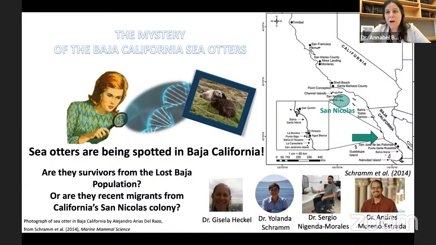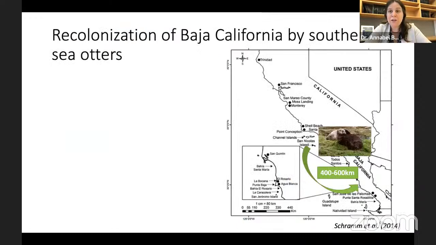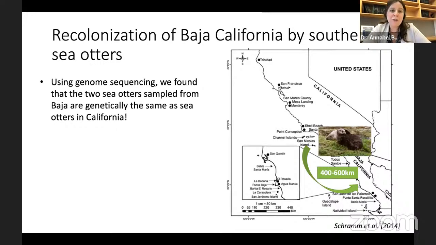And so we teamed up with an awesome set of researchers down in Mexico, Dr. Gisela Heckel, Yolanda Schramm, Sergio Niguel Morales, and Andres Moreno Estrada, to answer this using genomics. Gisela and Yolanda managed to get tissue samples of sea otters from Baja, and Sergio did the genome sequencing and the analysis with me so that we could figure out what was going on. And what we found using genome sequencing is that the sea otters sampled from Baja are genetically the same as the sea otters we have sampled in California. There's no distinction between them.